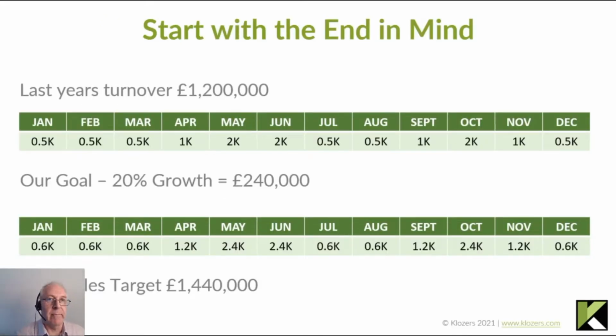So start with the end in mind. Let's pretend last year's turnover was 1.2 million. I've made it round numbers because I'm hopeless at math. I would suggest that you break that down into the monthly revenue figures, and that should cater for any seasonal differences that you have in your sales cycle.